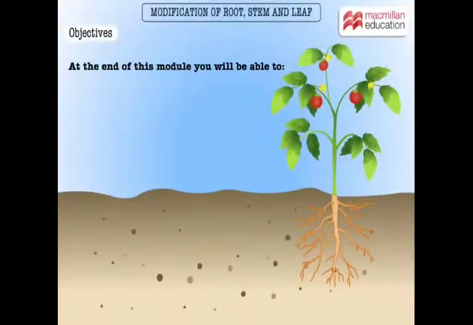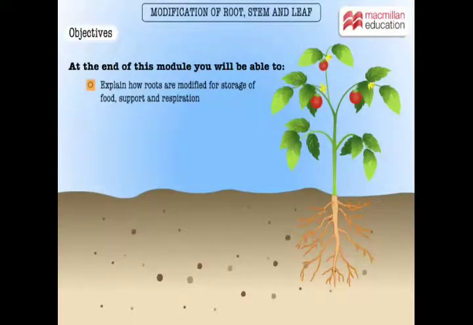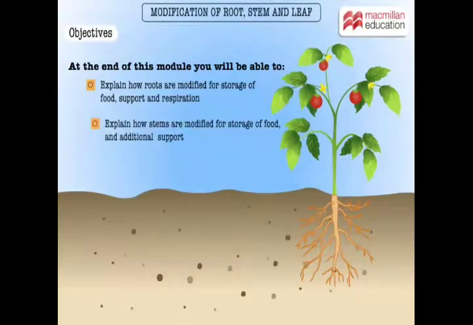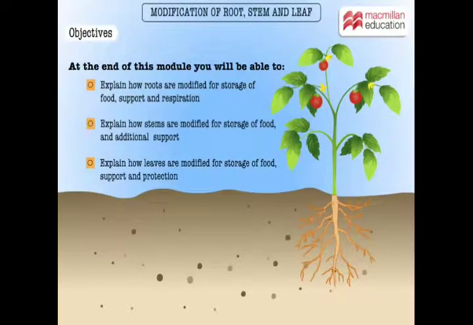At the end of this module, you will be able to explain how roots are modified for storage of food, support, and respiration. Explain how stems are modified for storage of food and additional support. Explain how leaves are modified for storage of food, support, and protection.